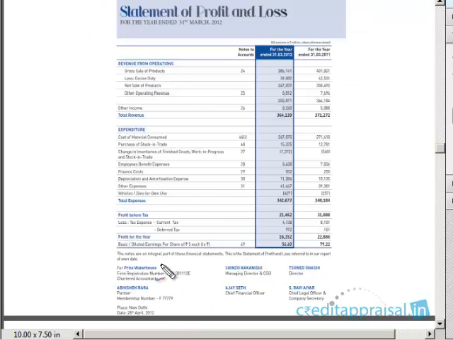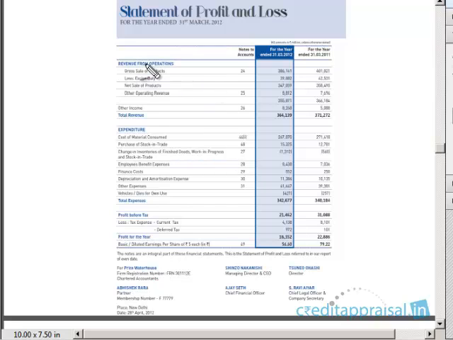So for the process of our exercise, we are going to take the P&L account and balance sheet of a real life company and translate that into CMA data. For this exercise of the P&L account, we are going to take the example of Maruti Suzuki for the year 2011-12. These figures are extracted directly from the P&L account and balance sheet of Maruti Suzuki.